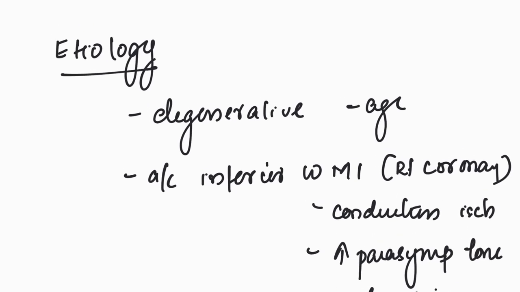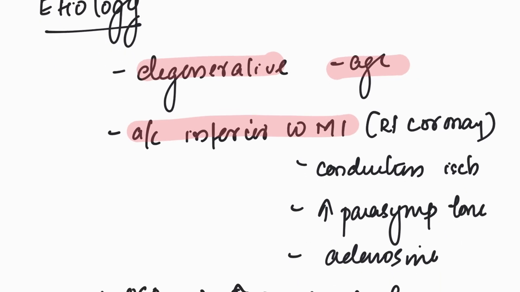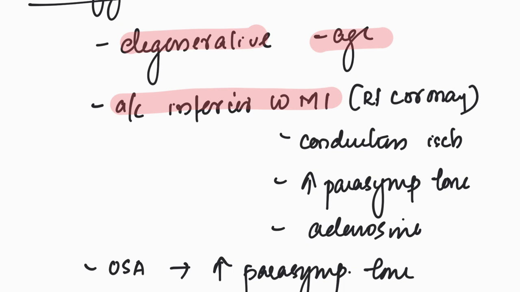So most common is degenerative, that is age-related fibrosis of the conduction system, as we have discussed in the sick sinus syndrome and sinus nodal dysfunction. Acute ischemia can also cause it, especially the inferior wall ischemia produced due to right coronary artery obstruction. This can lead on to ischemia of the conduction system and also cause increased parasympathetic tone and adenosine release from the ischemic myocardium. All this contributes to bradycardia.